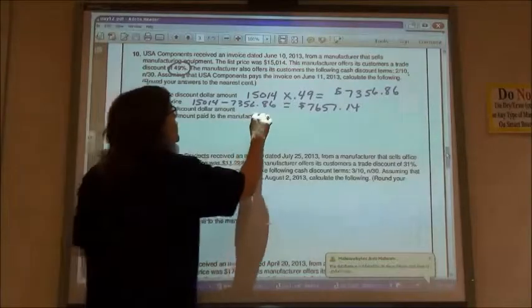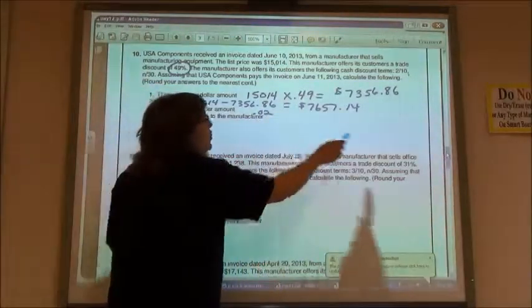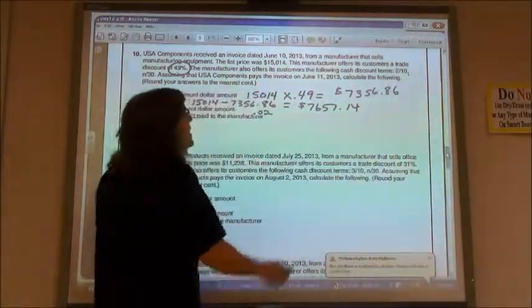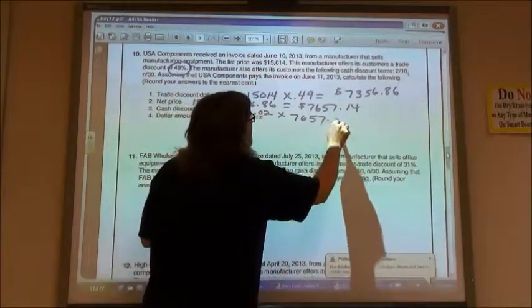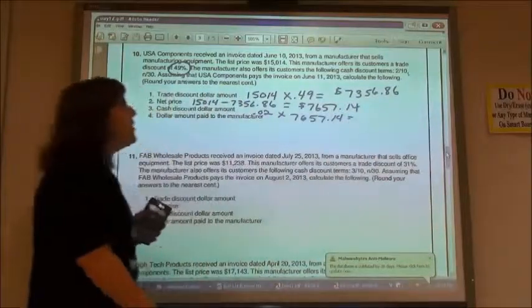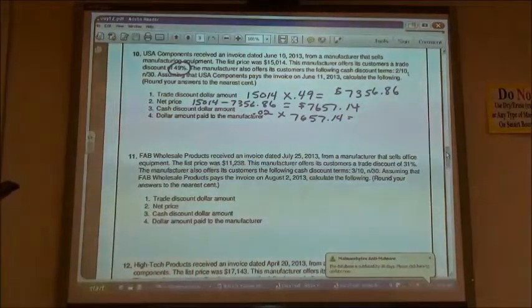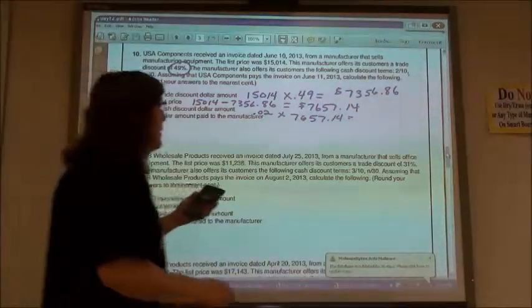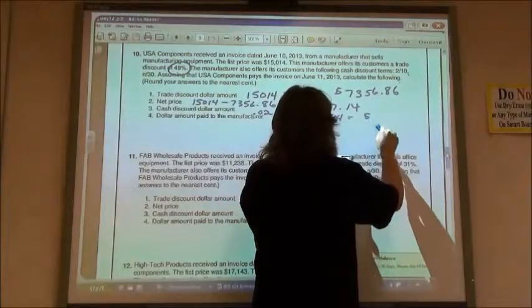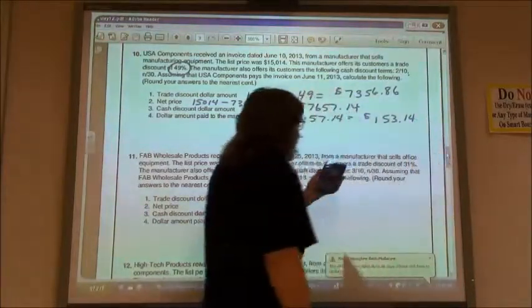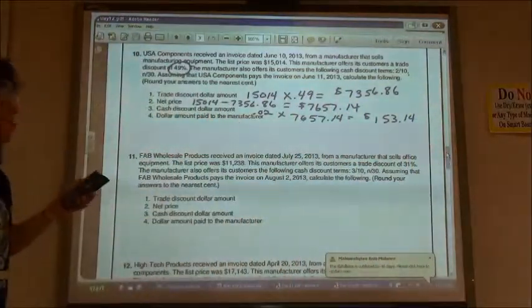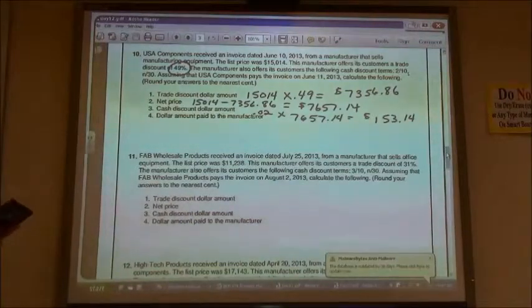So I'm going to get a 2% discount, 0.02, 2% if paid within 10 days. I'm going to take that times my $7,657.14, which is the new net price. So if I multiply that out, my cash discount is going to amount to $153 and, rounding it off, 14 cents. I get 14 with a 2 behind it, and so 14 cents.